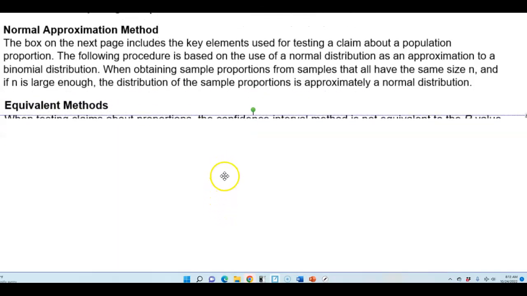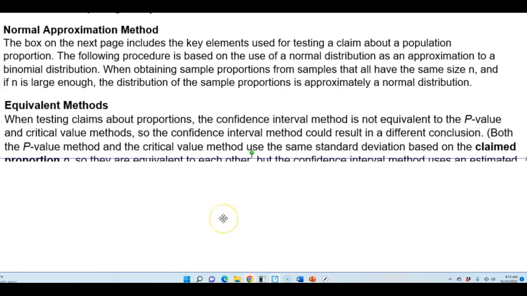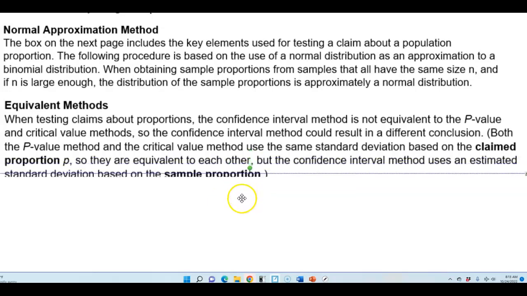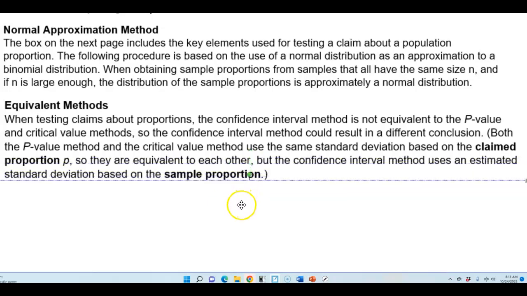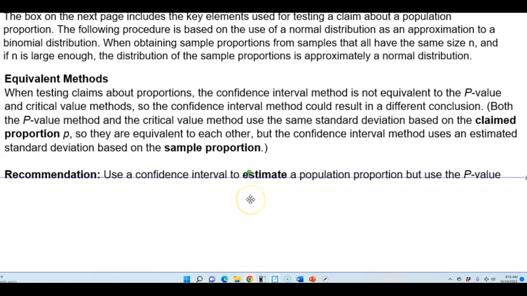And equivalent methods. When testing claims about proportions, the confidence interval method is not equivalent to the p-value and critical value methods. So the confidence interval method could result in a different conclusion. Both the p-value method and the critical value method use the same standard deviation based on the claim proportion p, so they are equivalent to each other. But the confidence interval uses an estimated standard deviation based on the sample proportion.